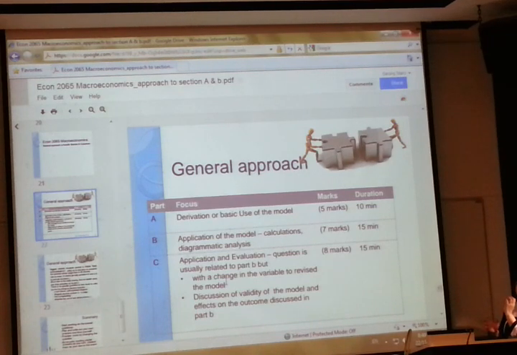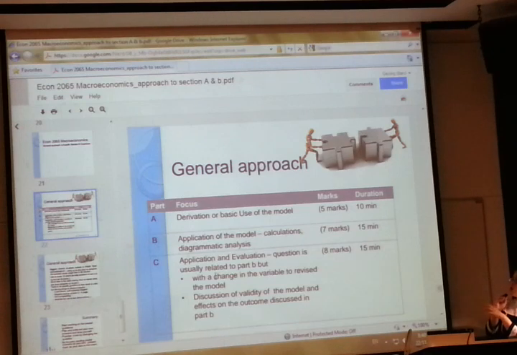Part C question is what we call a thinking question. After you solve part B, they may ask you to change one of the variables. So today, later in our tutorial, you will see. You have a standard question using the IBC, but now they will ask you to derive a new IBC.